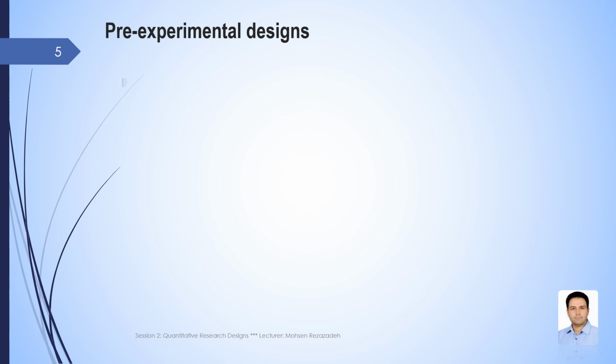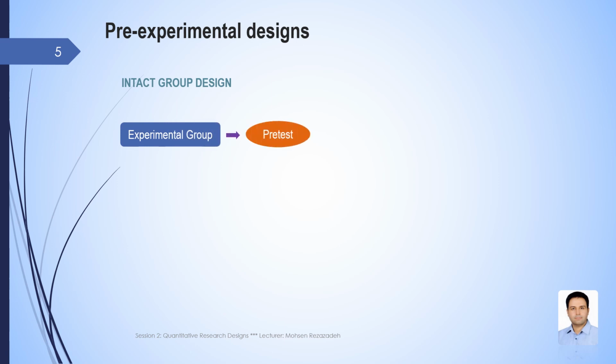The third pre-experimental design is intact group design. And this design is just like the previous one group pre-test post-test design. As you can see, we have an experimental group together with pre-test, then treatment, and finally the post-test. But here the difference is that the experimental group is one intact class. That is, the students in one class are considered as one group, which is the experimental group. This is why we call it intact group design.